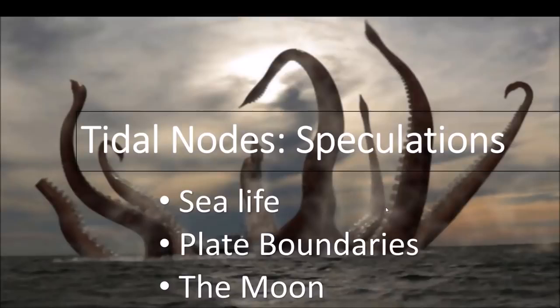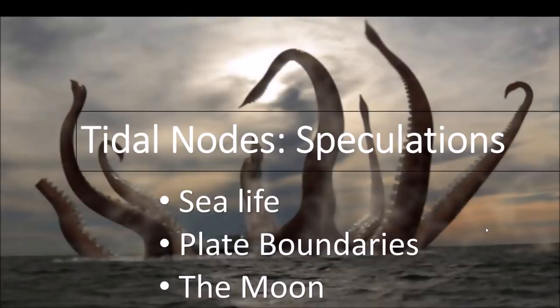I have a few speculations about what tidal nodes are. They could be sea life living deep under the water that's affecting the movement of the water somehow. I've put in the background my favorite sea life, which is the kraken. It's a fantasy sea life because it's so giant. Nothing that giant exists that we know of.